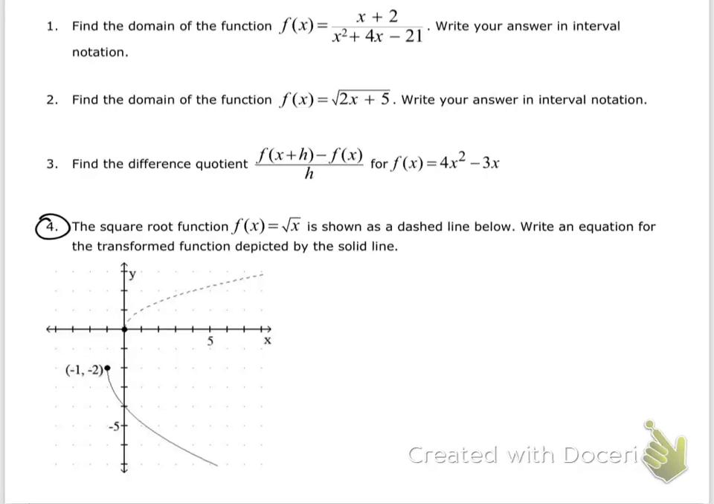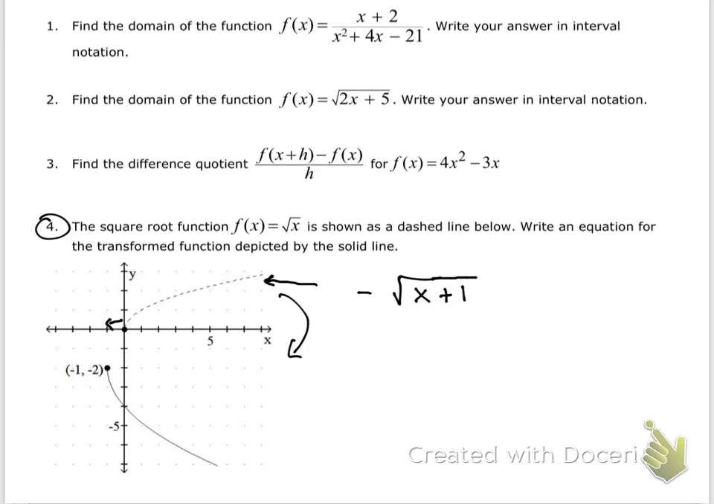Okay, question 4, a transformation. So if we take the square root of x, the graph for this, what's happening to it? Well, it looks like it's been reflected over the x-axis. So remember, we write a minus in front. It also looks like it's been moved 1 to the left. Well, remember, that is plus 1 inside the radical, the left and right movement.